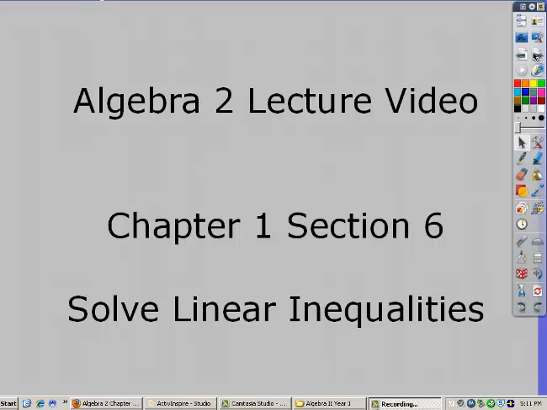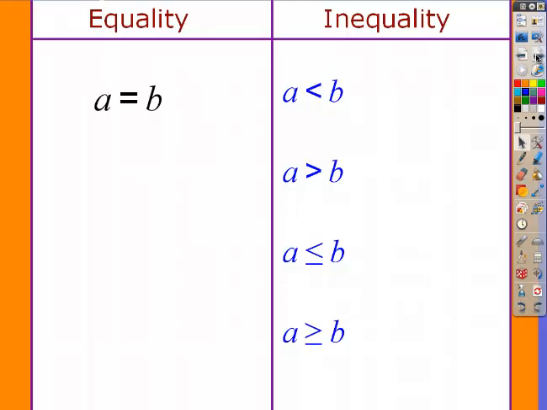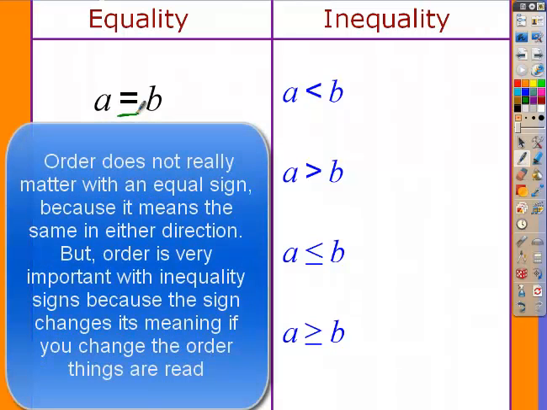Welcome to the lecture video on Chapter 1, Section 6, which is solving linear inequalities. First, we need to discuss the difference between an equality and an inequality. For an equality, we only have one symbol, and that is our regular equal sign. When you have a statement like A equals B, that means A is the same value as B, and B is the same value as A. The equal sign can be read in both directions.